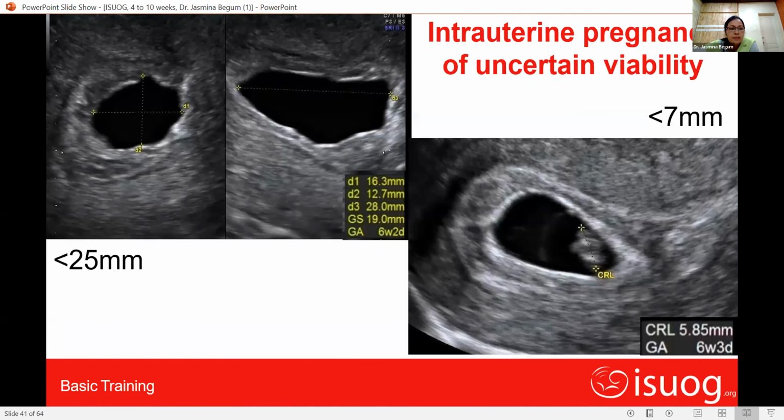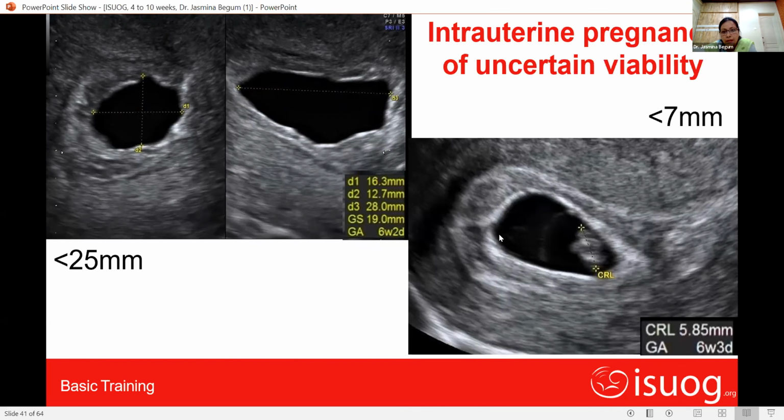So we can see, like in the above picture, the G-sac is around 19 millimeter. That means it is less than 25 millimeter, and you can see there is no smoothness of the wall maintained. The wall has become irregular. So in this condition, you can repeat the scan after 7 days. After 7 days, if nothing is appearing, then you can label it miscarriage.